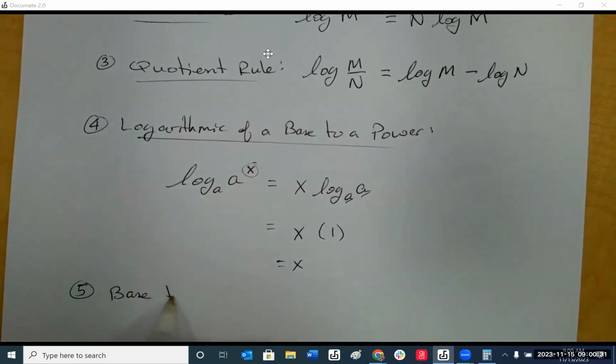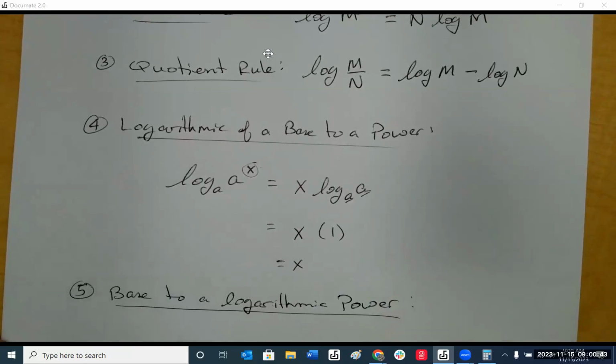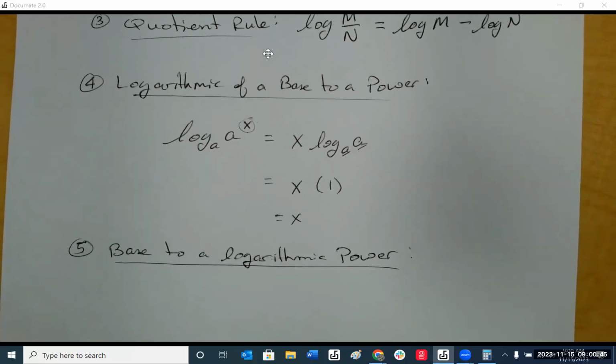The last one is a base to a logarithmic power. What this one says, if my base is a, and I have as an exponent a log with the same base, that also just equals x.